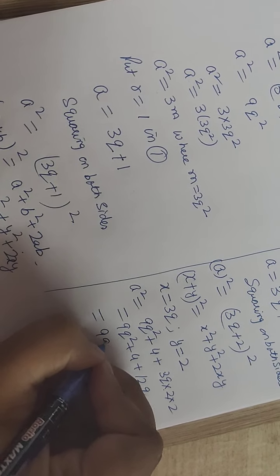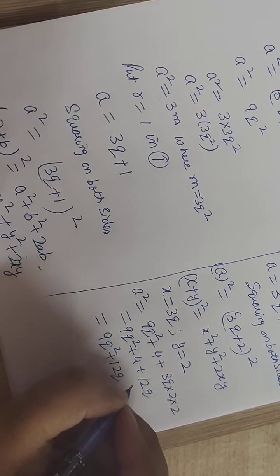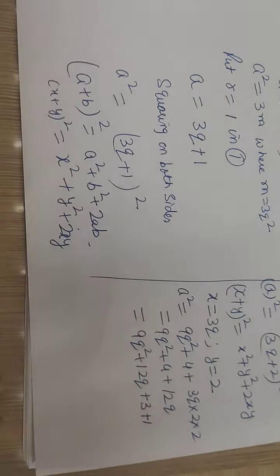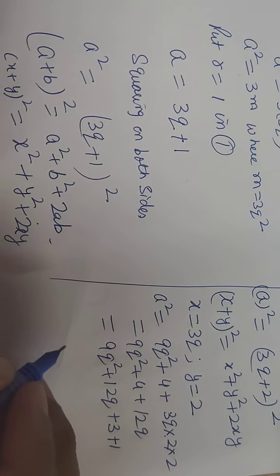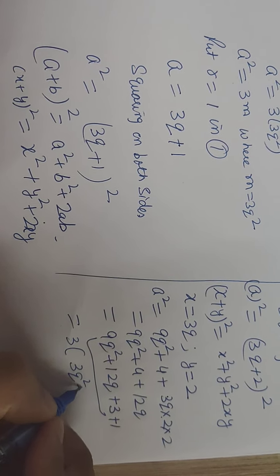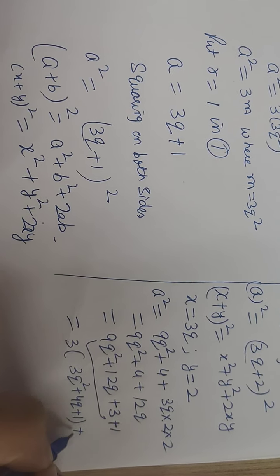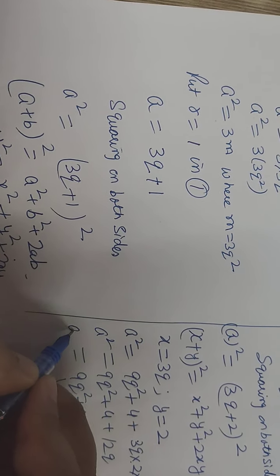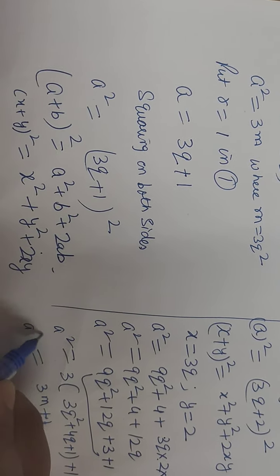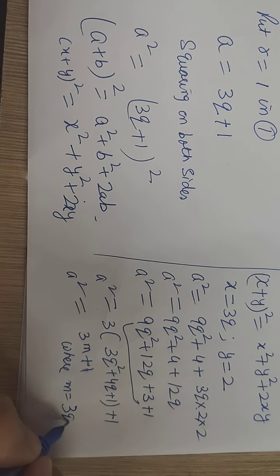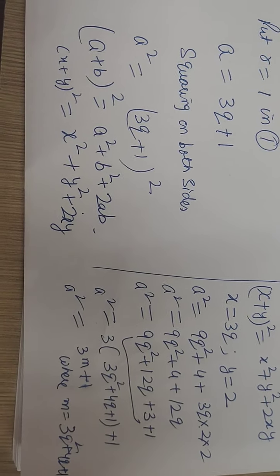But just see here 4 can be written as 3 plus 1. Why? Because I need the factor of 3, I want to take 3 common. So here I can take the 3 common. So what I will get? 3q square plus 4q plus 1 plus 1. It is 3m plus 1. Here it is A square, where m is equal to 3q square plus 4q plus 1.